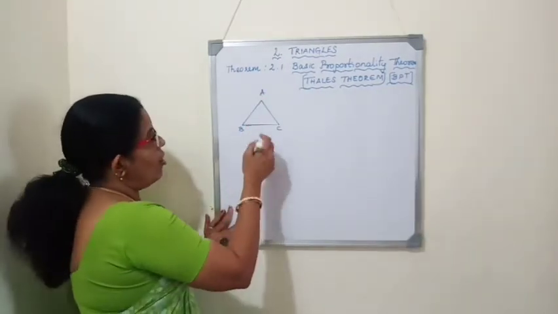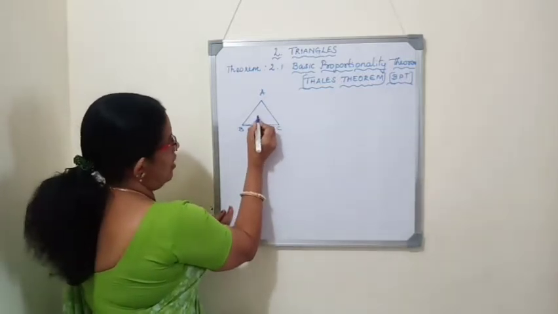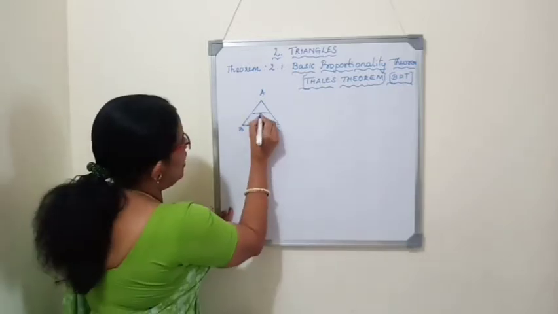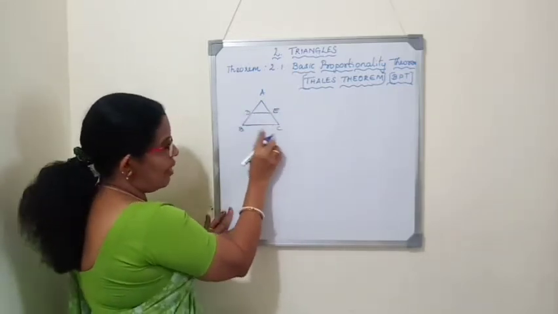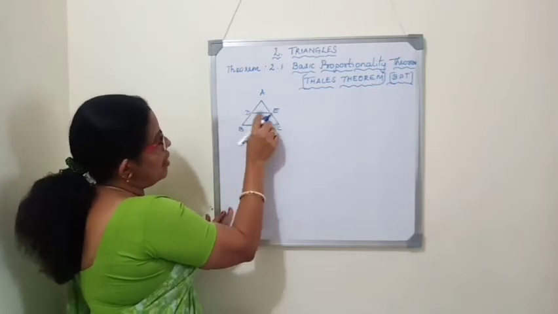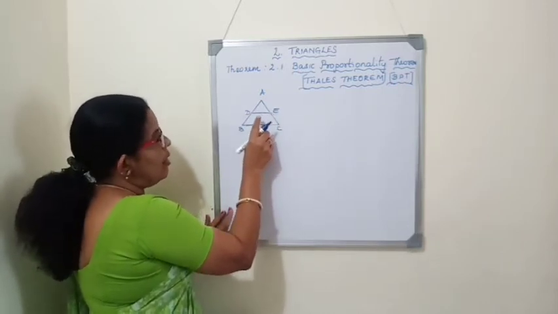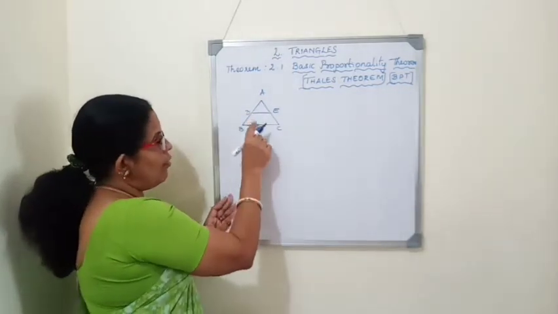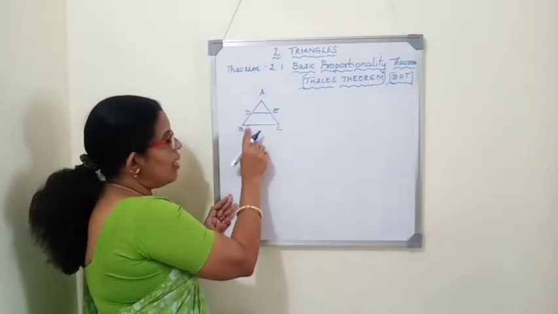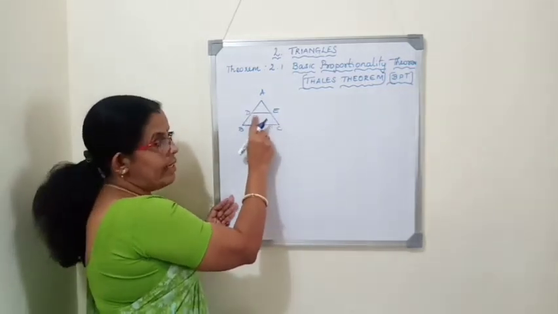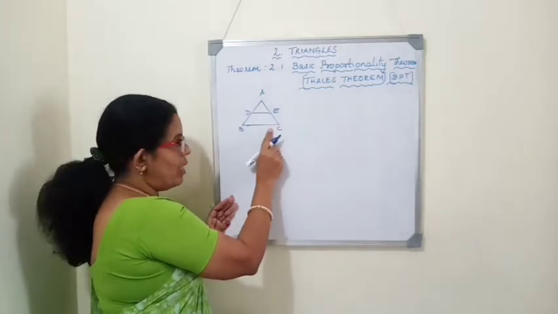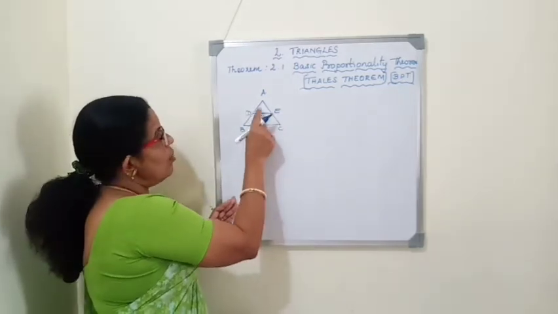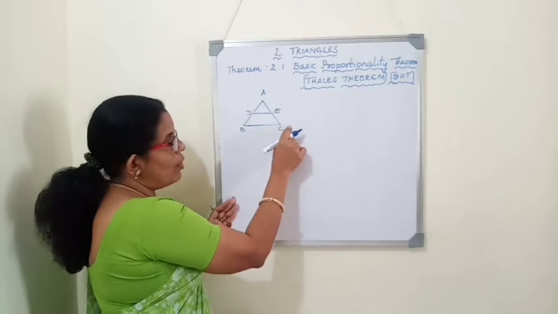if a line is drawn parallel to one side of a triangle, here I will draw a line which is parallel to BC, to intersect the other two sides in two distinct points, then these two sides will be divided in the same ratio. Again I will repeat. If we draw a line which is parallel to any one side of a triangle, so this is the line DE I have drawn, which is parallel to BC, and this line will intersect AB and AC in two distinct points. So D is the point on AB and E is the point on AC.